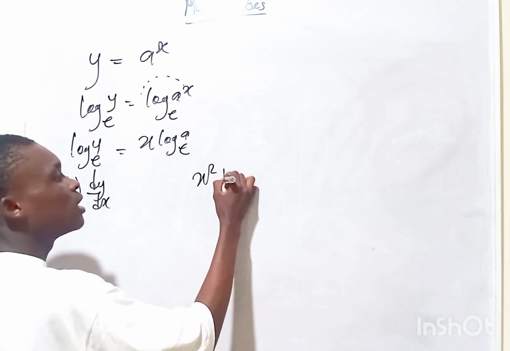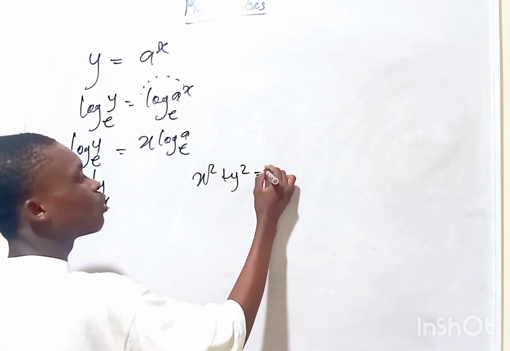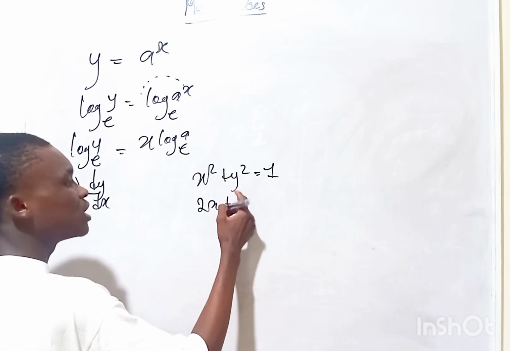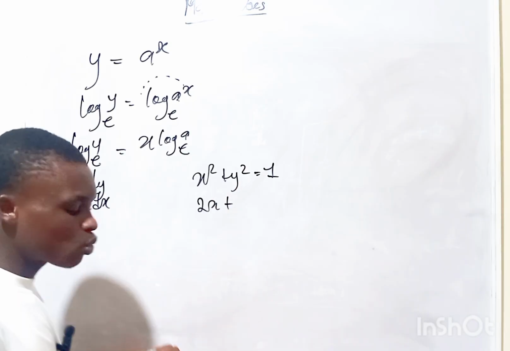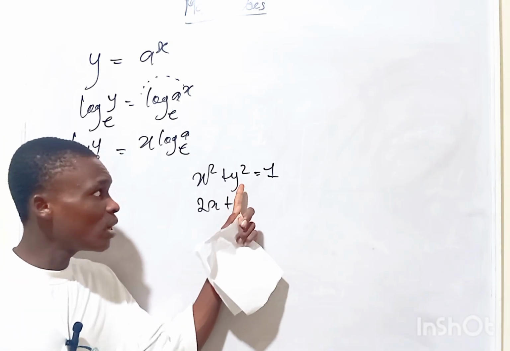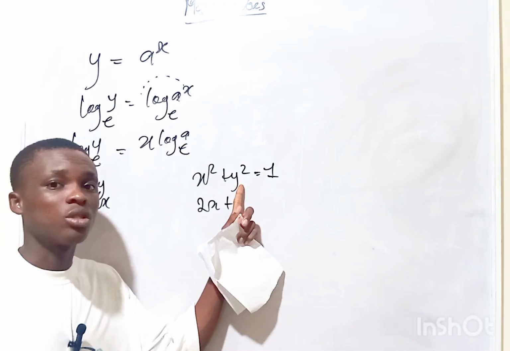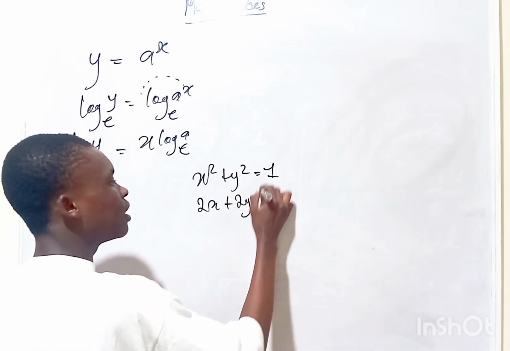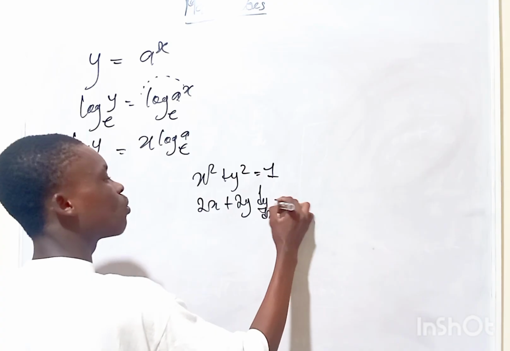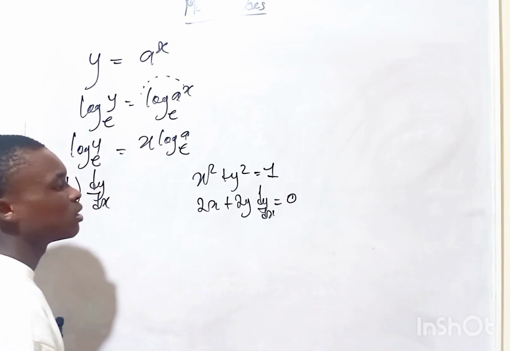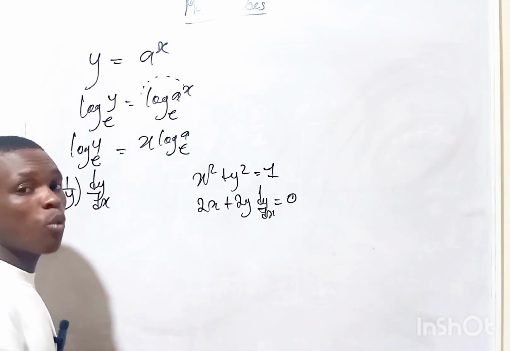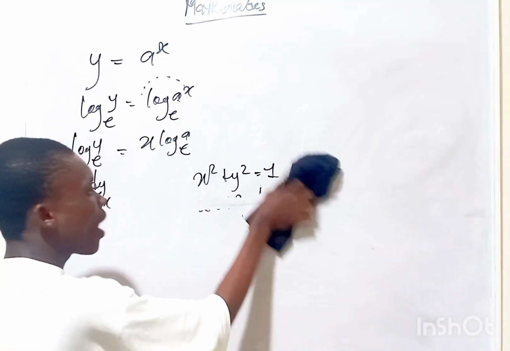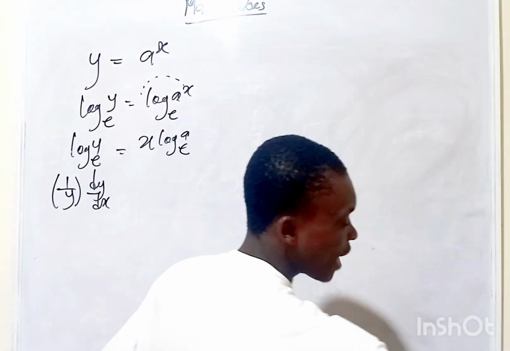If we have x squared plus y squared equals maybe 1, and we differentiate this, we have 2x plus, differentiating with respect to y, whenever we differentiate y, we do what? We add the dy/dx. So this becomes 2y dy/dx equals, differentiating a constant, 0. So when doing implicit differentiation, you differentiate y terms and add the dy/dx.